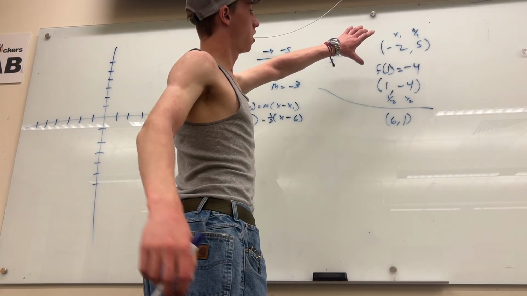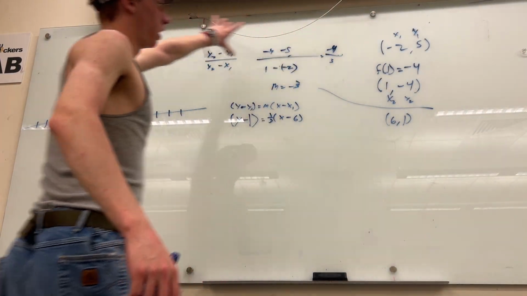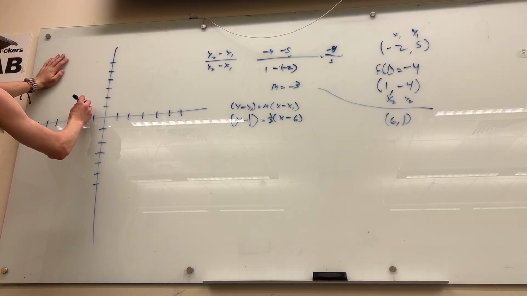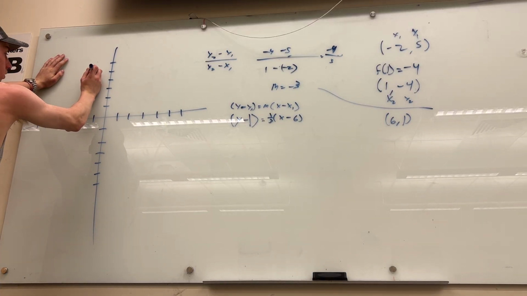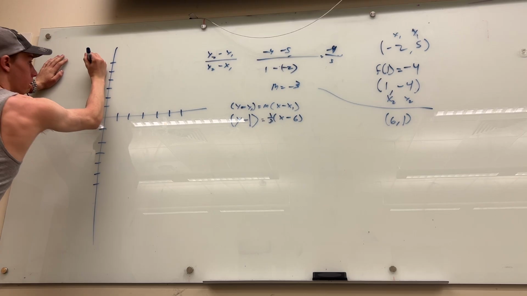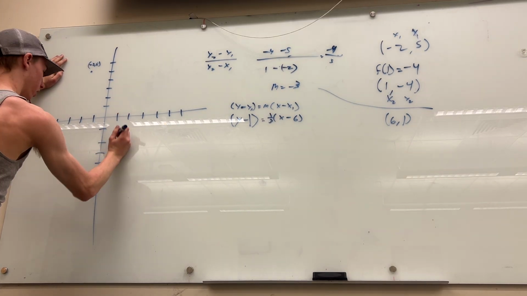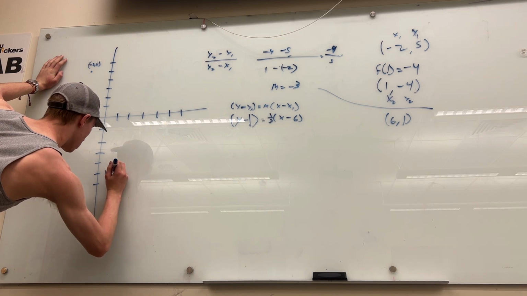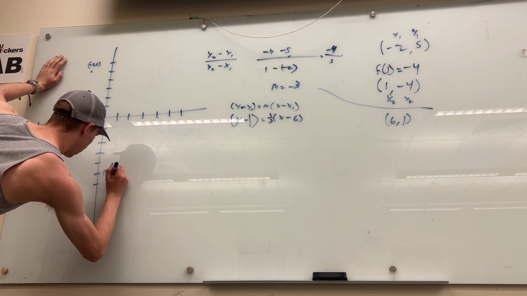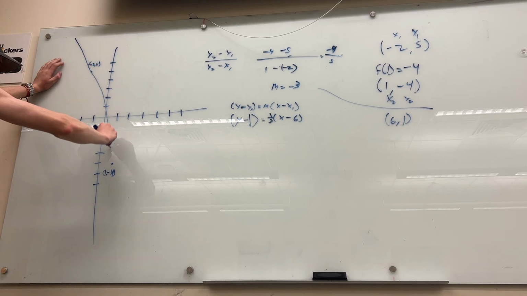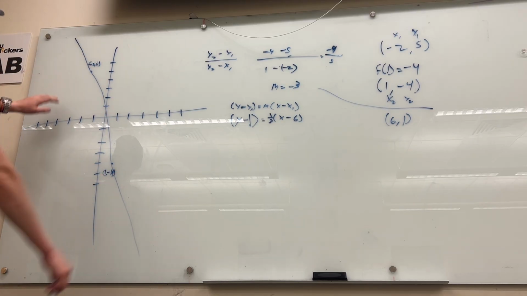So, first line, -2, 5, and 1, -4. So, -2 and 5, and 1, -4. Terrible line, but bear with me again. That's not a straight line, but it is.